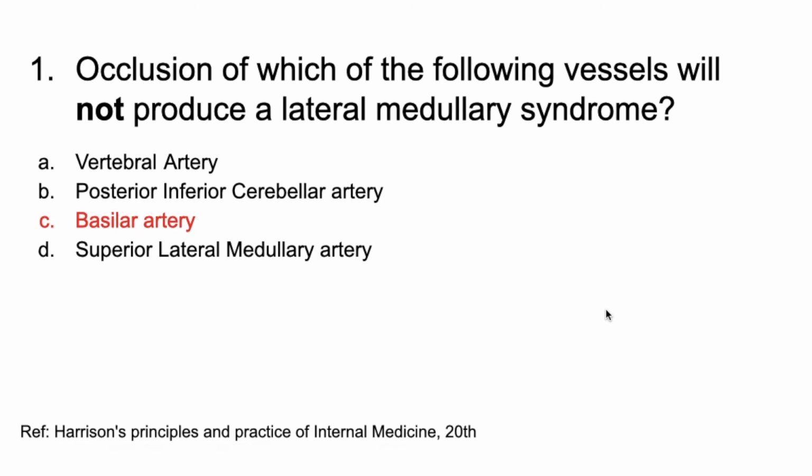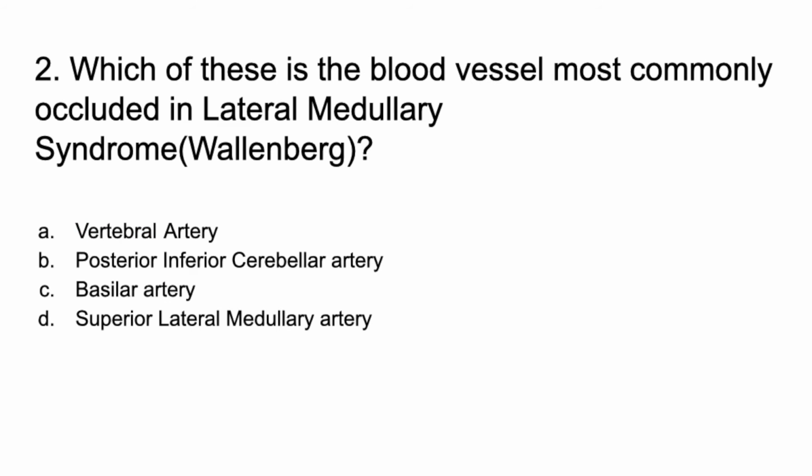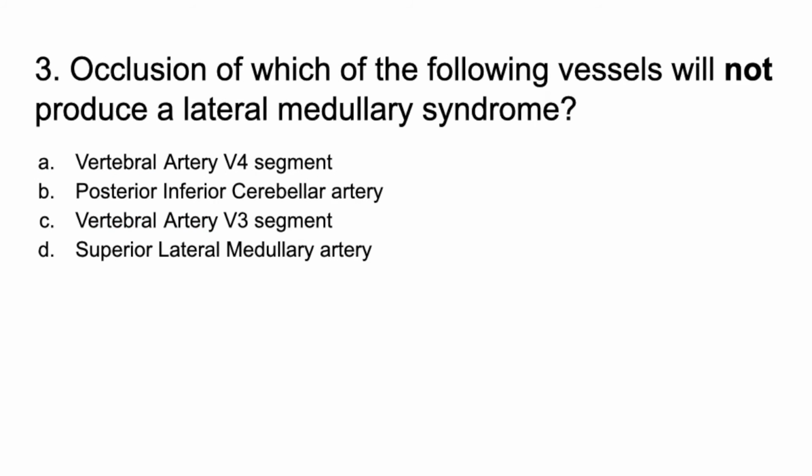So let's proceed to the next question. Which of these is the blood vessel most commonly occluded in lateral medullary syndrome or Wallenberg syndrome? Option A, vertebral artery. Option B, posterior inferior cerebellar artery. Option C, basilar artery, and option D, superior lateral medullary artery. We know that the vertebral artery, especially its V4 segment, is involved in lateral medullary syndrome, and it is the most common cause.